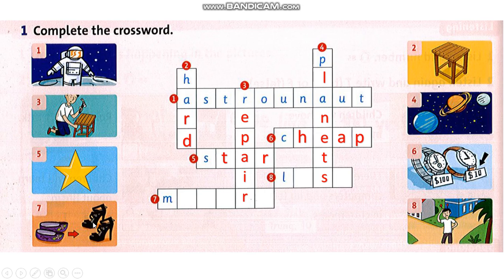Number 7. Look at this shoe. And this letter begins with M. Modern. That's right. And the last, look at this. Look at the man. How is he? Yes, he's lost. So do you have the correct answer? Well done.